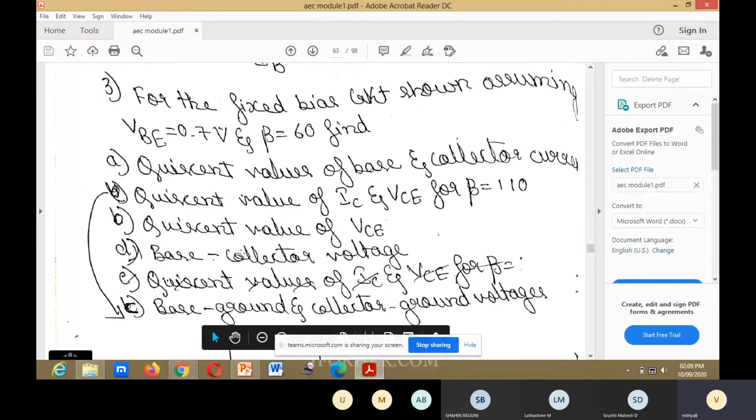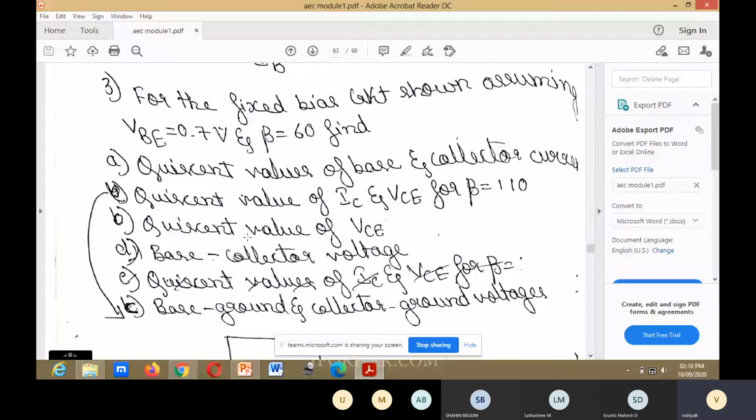Next, third problem. The fixed bias circuit is shown, assuming VBE is equal to 0.7 volt. They have given VBE, and beta is equal to 60. They have asked to find out the base and collector current, that means IBQ and ICQ, the quiescent values. Quiescent is nothing but the same. Next, they have asked to find the quiescent value of IC and VCE for beta equal to 110. When beta is equal to 110, what is the value of IC and VCE?